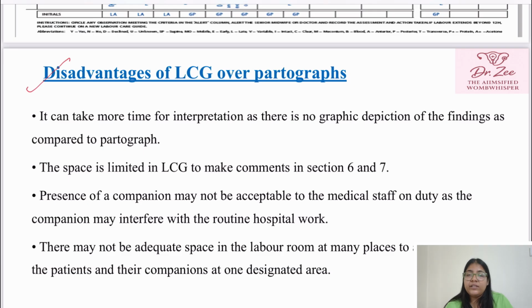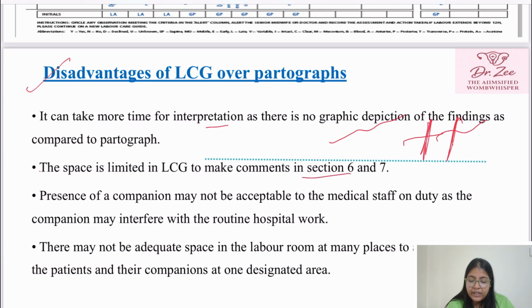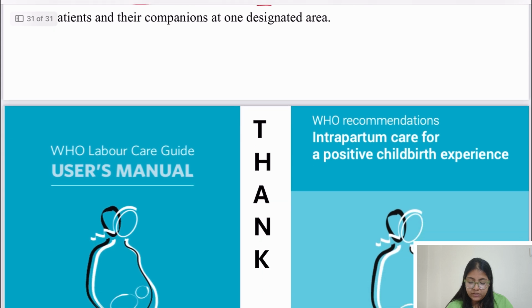Now, what are the disadvantages of LCG over partograph? It takes more time for interpretation, as there is no graphical representation like this. In the partograph, it was crossing the alert line, action line, it was being shown like that, no? But here nothing is like that. You just have to write the letters and mark it with red, circle it with red. The space is limited to make comments in sections 6 and 7. The presence of a companion may not be acceptable to the medical staff, and there may not be adequate space in the labor room to accommodate both the companion and the patient.